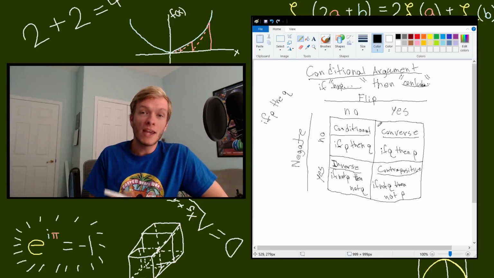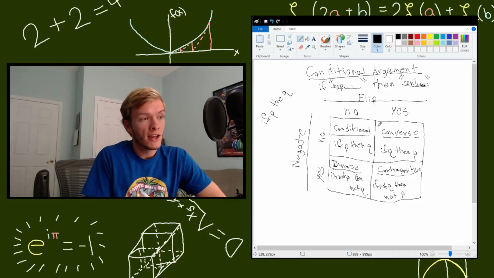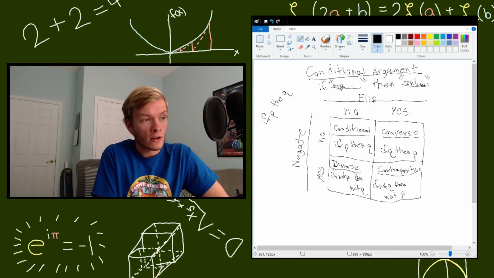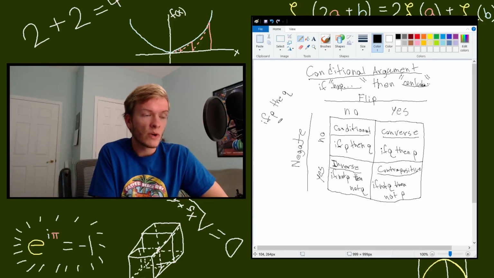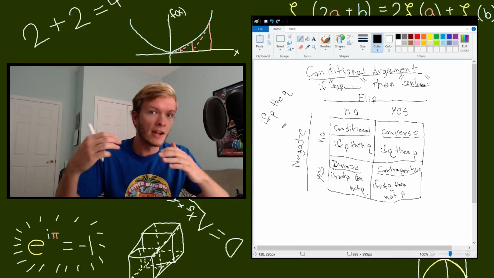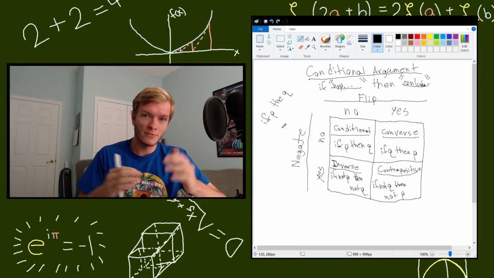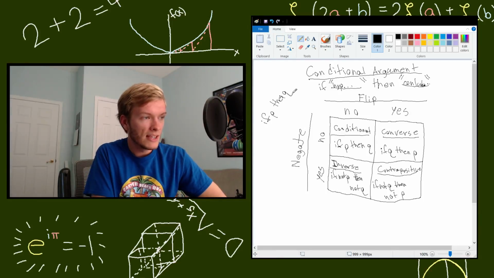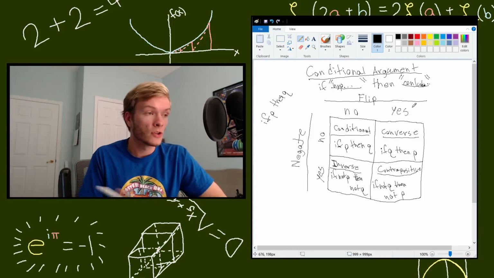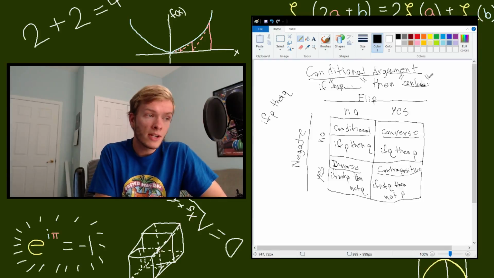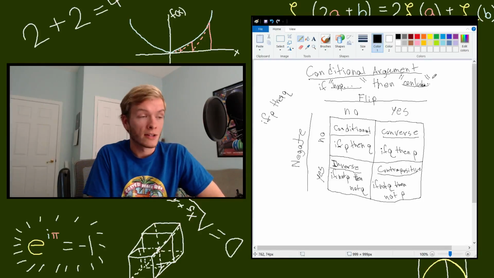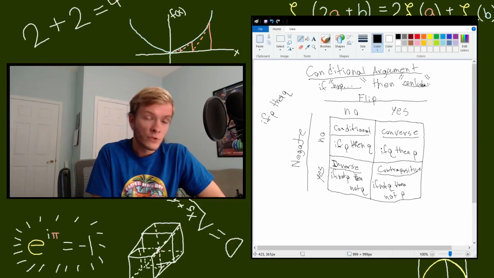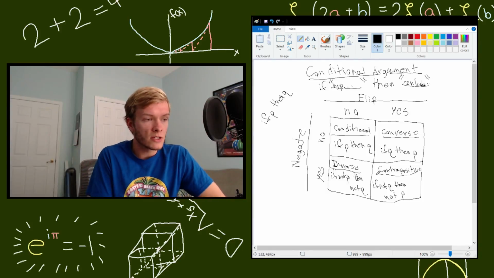Let's pick a true statement for our conditional. If an object is a square, then it is a rectangle. So our P in this situation is "an object is a square," that's our hypothesis. And then our Q is "a rectangle." So if it is a square, then it is a rectangle. That's our conditional. Then we can look at some of the other situations here.